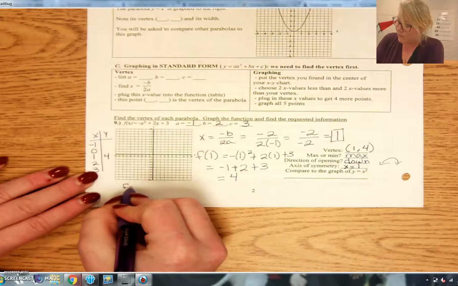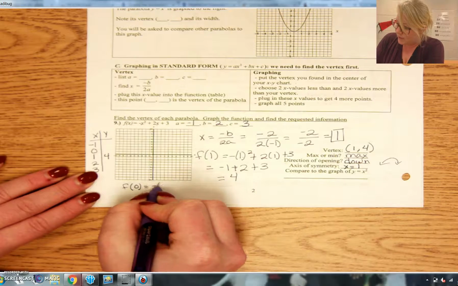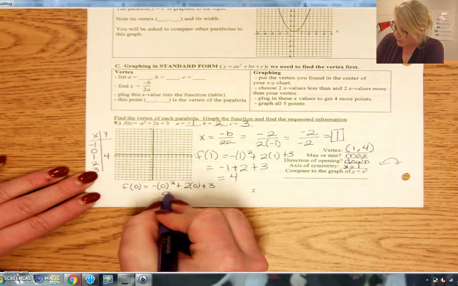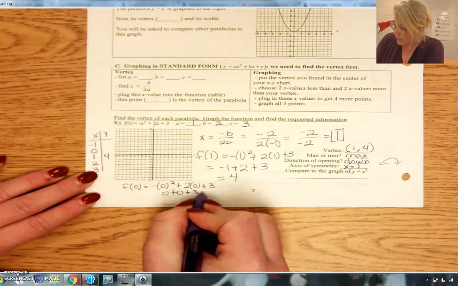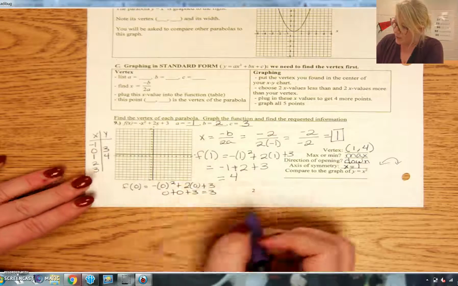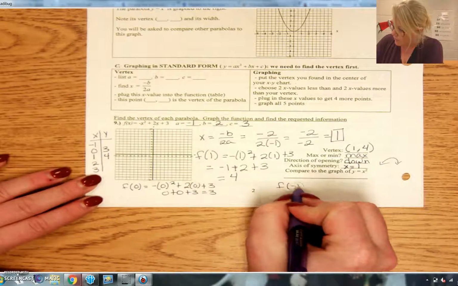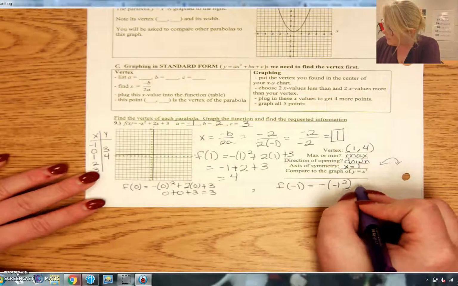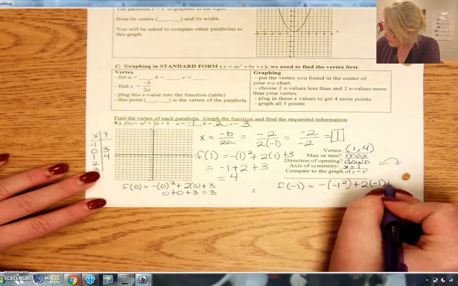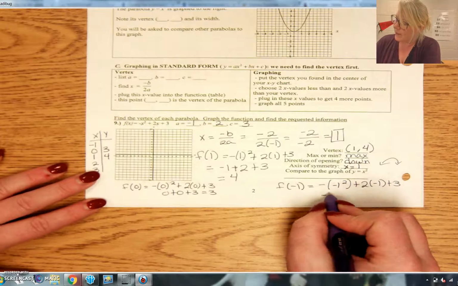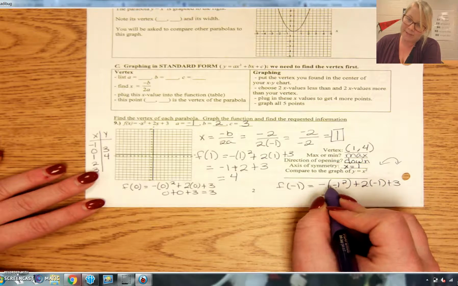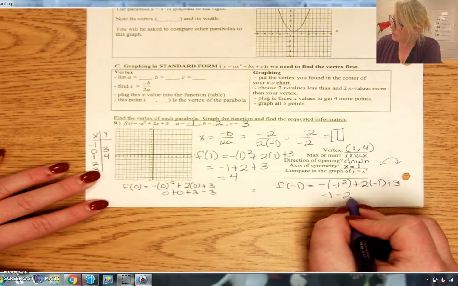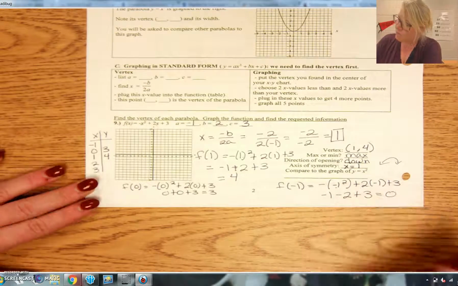So f of 0, negative 0 squared plus 2 times 0 plus 3 is 0 plus 0 plus 3. So that gives me 3. Then I'm going to plug in negative 1. So f of negative 1 equals negative 1 squared plus 2 times negative 1 plus 3. Negative 1 squared is positive 1, with this negative it's a negative 1. And 2 times negative 1 is negative 2, plus 3, and that gives me 0.